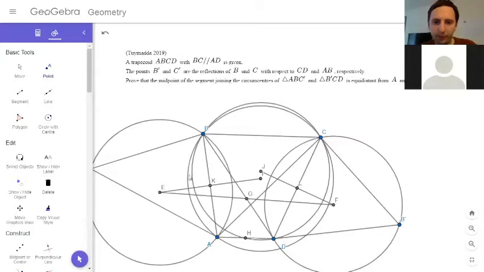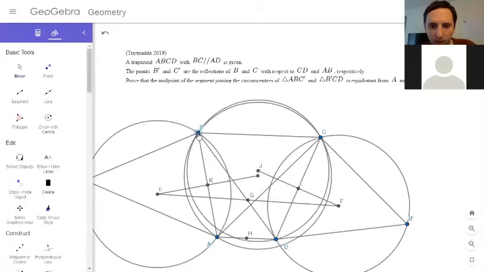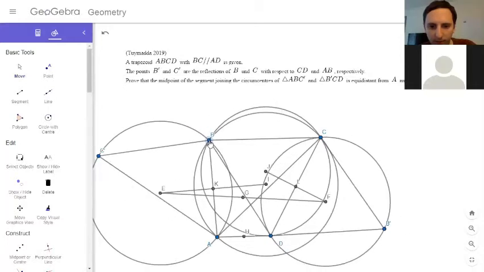So yeah, it's kind of interesting. We have like 3 perpendicular bisectors. So the perpendicular bisector of EI passes through A. The perpendicular bisector of FJ passes through D. And we want to show the perpendicular bisector of AD passes through G. Huh. Interesting.